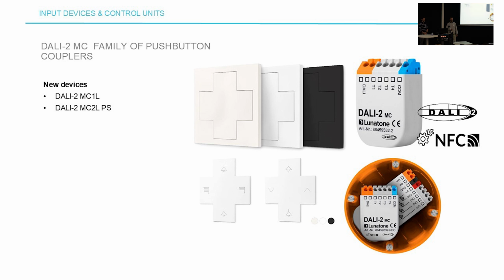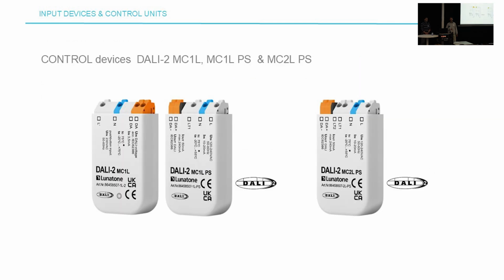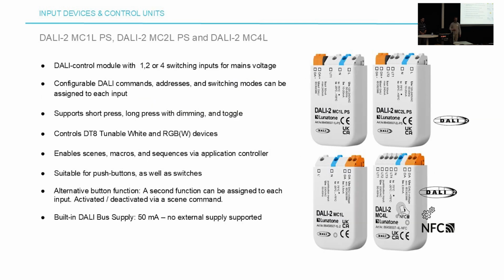These devices are quite small and fit in a flush-mounted wall box. These different MCL devices feature 1, 2 or 4 button intakes and can be fully controlled with the DALI cockpit. You can set up single addresses, you can control groups or even broadcasts. These are all also capable of controlling DT8 tunable white devices and RGB devices.